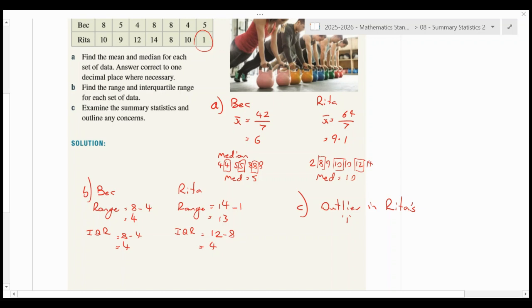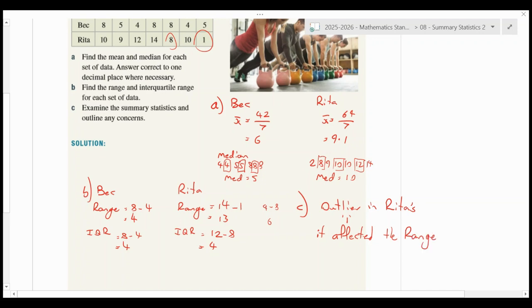Okay. That will affect things. If you actually have a look at her range, it is 13, which is huge. If you got rid of that 1, then her next lowest is 8, and you'd have 14 minus 8, which means her range would be 6, and that is hugely different. So it affected the range.